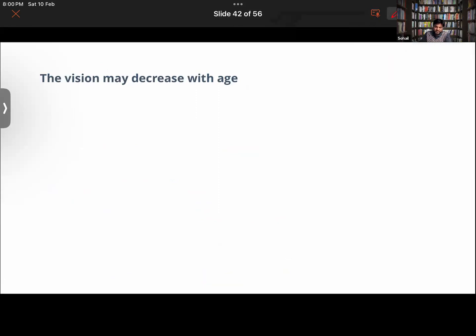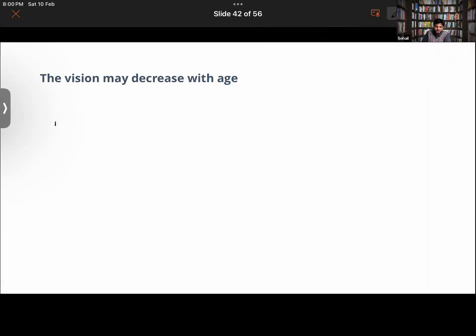So defects can be genetic. Defects can arise with age. Okay, now. So there are two types of defects: one that is genetic from birth, and another one that can develop over age. So there are three types of defects that can occur in the human eye.